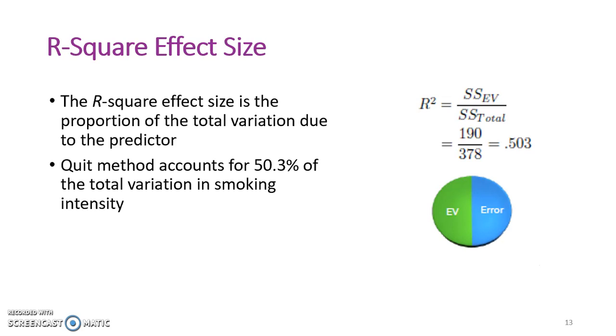This R-square is telling us, the way we would interpret this R-square is to say that quit method, the predictor, accounts for 50.3% of the total variation in smoking intensity.